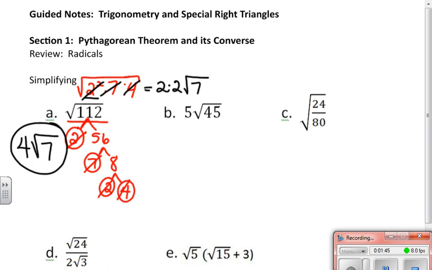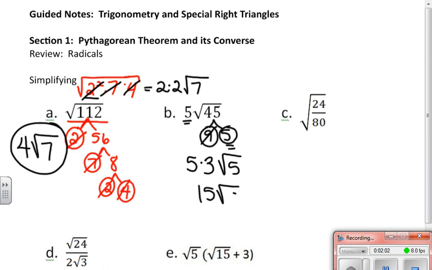If we look at the next example, 5 times the square root of 45, 45 has a perfect square of 9 in it, and so this 5 from out front, the square root of 9 is 3, leave the square root of 5 under, I have 15 square roots of 5.